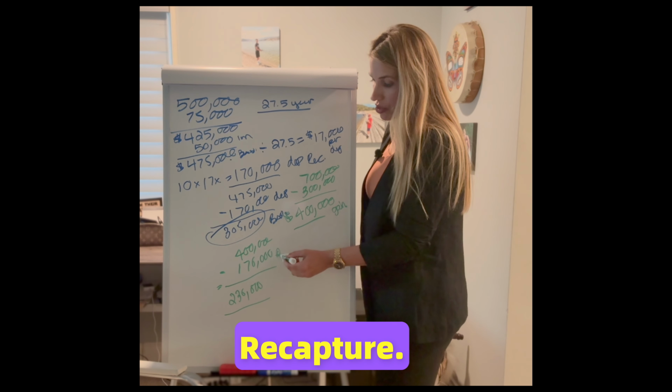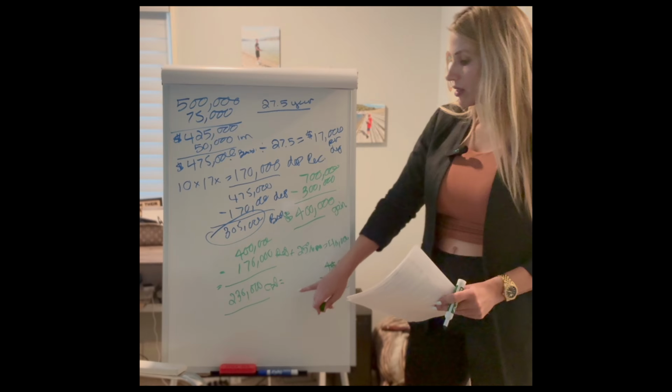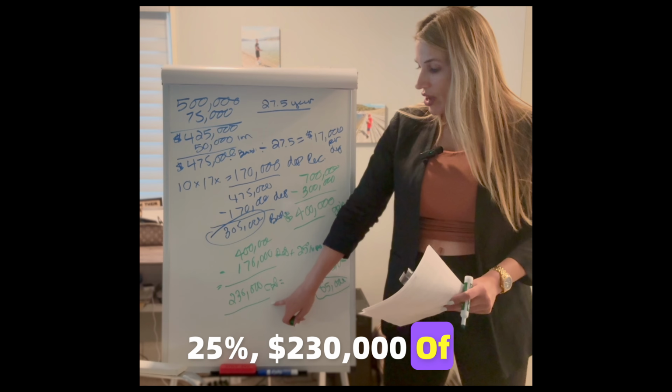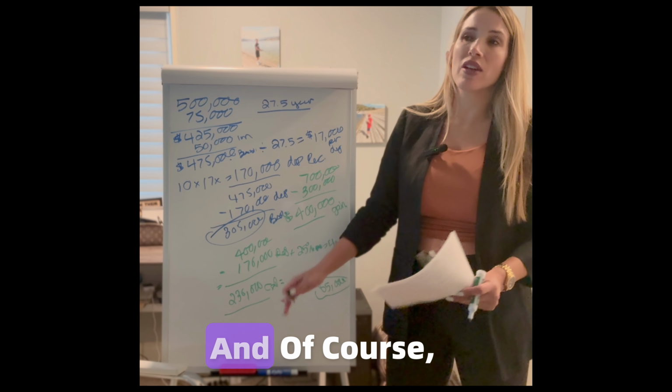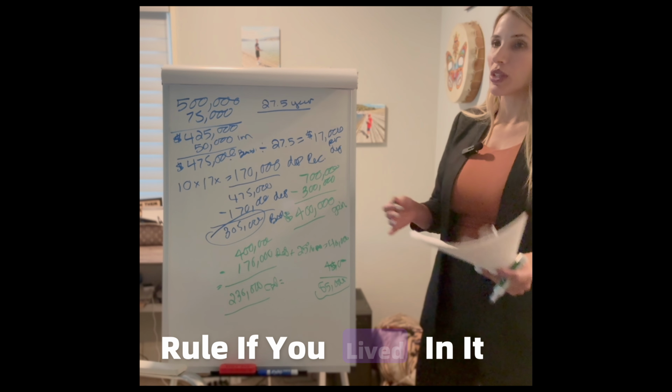$170,000 recapture at 25%, $230,000 of capital gains. And of course, you can use the rule if you lived in it 2 out of the 5 years, but we already know you didn't because you lived in it for 10 years. So you pay capital gains on $230,000 and you pay recapture on the 170. So now you owe $85,000.